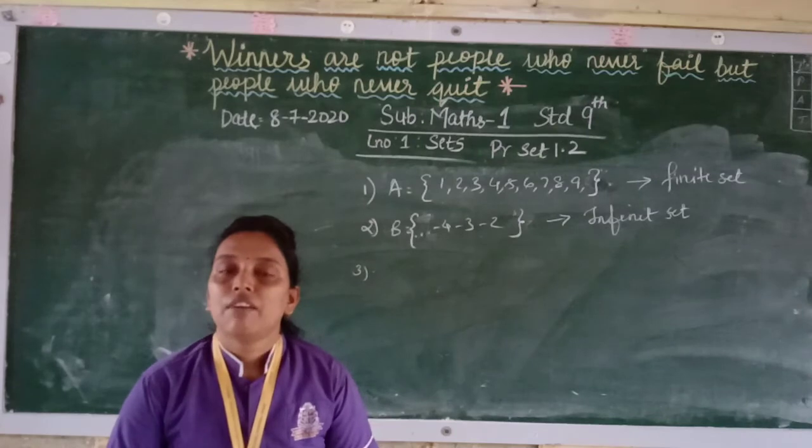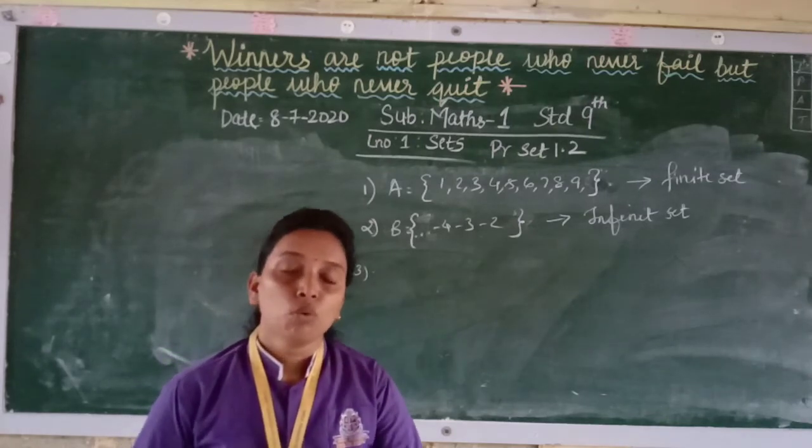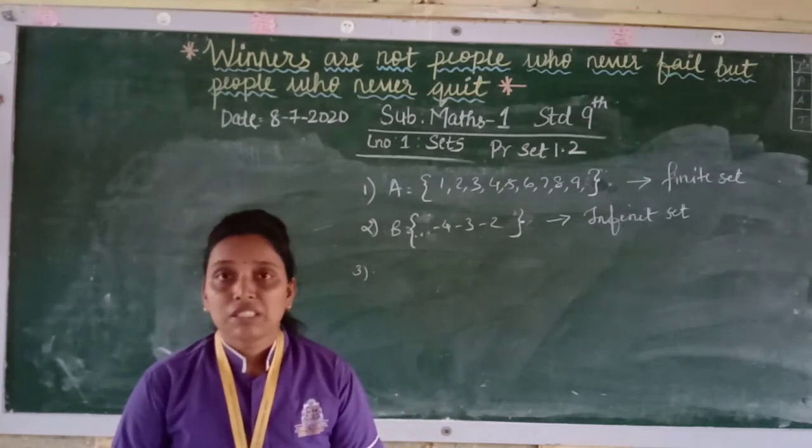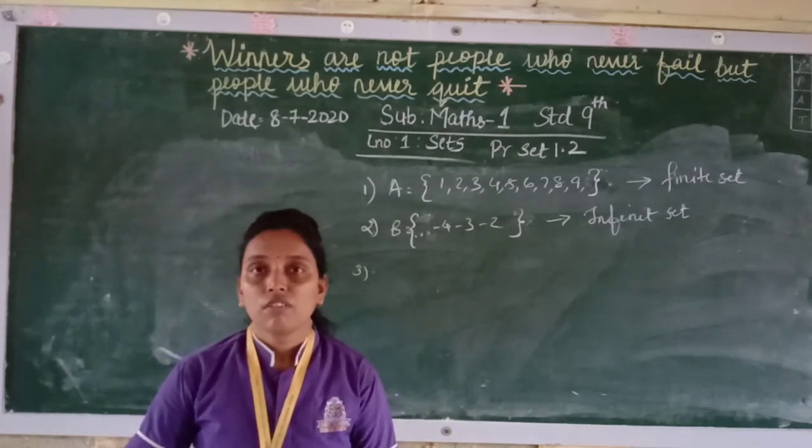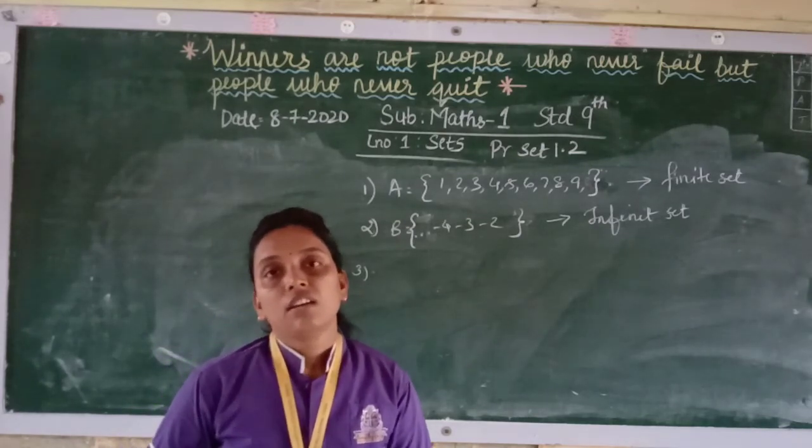So they haven't given any limitation over there, for whole numbers like up to 9, up to 10, nothing is given. Limitation is not given over there. So they are always continuous, means they are infinite.